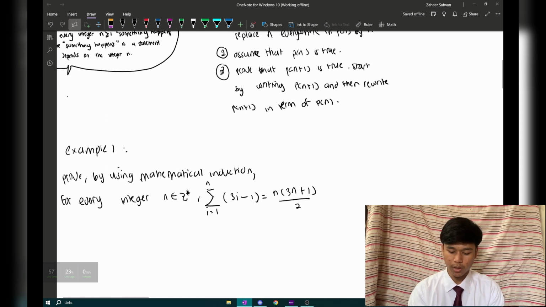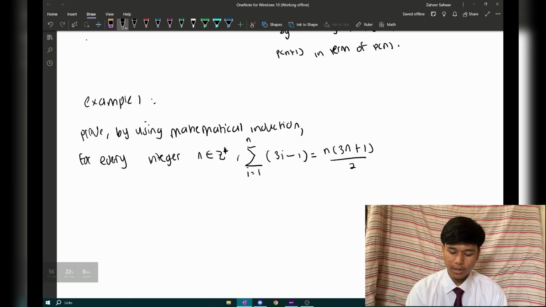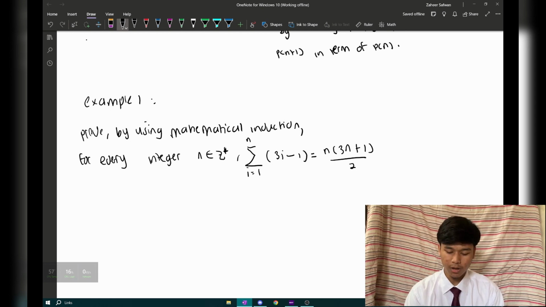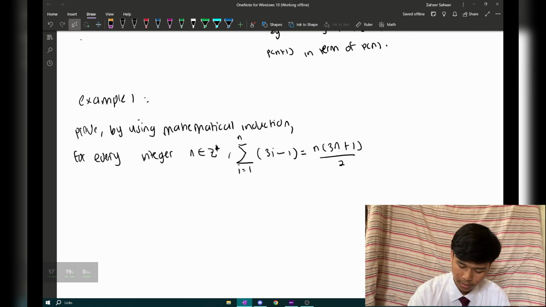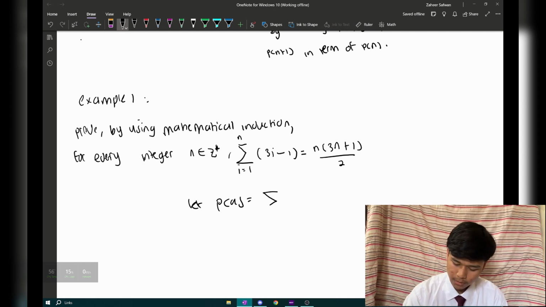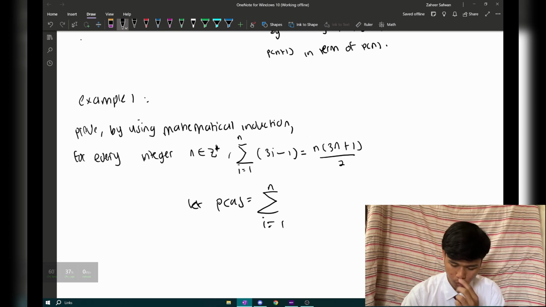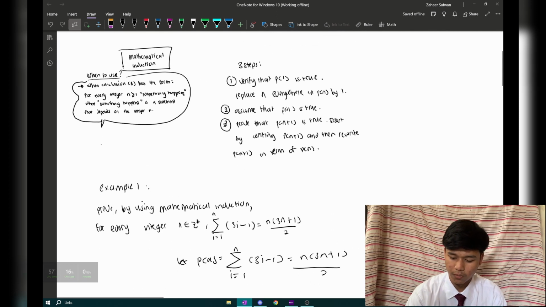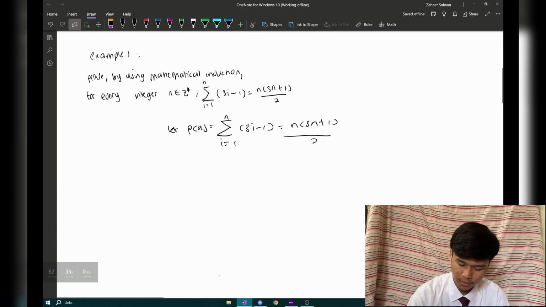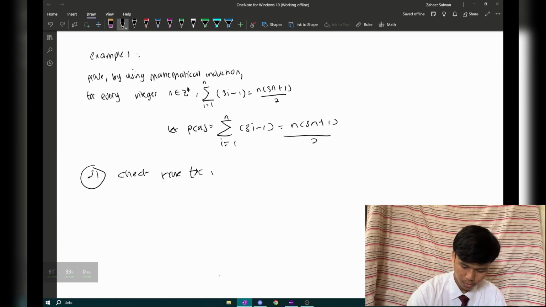Next, we want to do some examples. Prove by using mathematical induction that for every positive integer n, the summation of i equal to 1 to n of (3i minus 1) equals n(3n plus 1) over 2. First, we let P(n) equal to the summation of i equal to 1 to n of (3i minus 1) equals n(3n plus 1) over 2. Next, following the steps, for the first step, we check true for P(1).